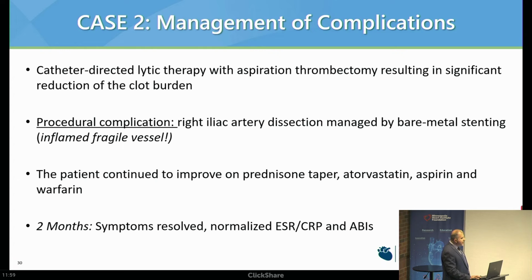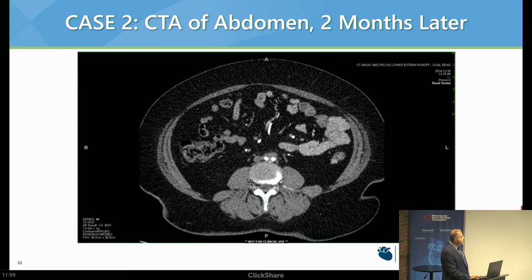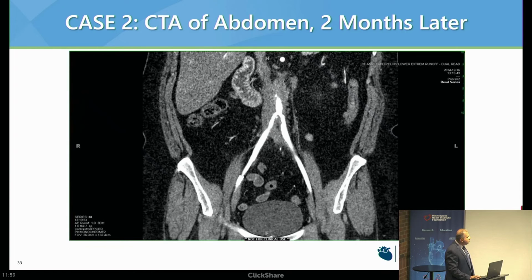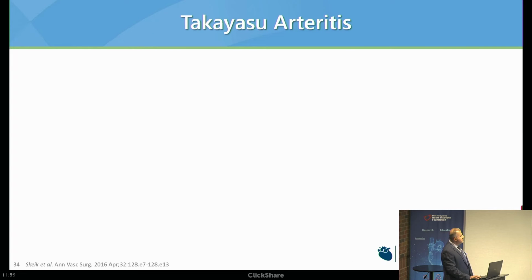And actually, she came back 2 months later with normalized markers. Her inflammation continues to improve, as you see from the CT angiographic images. Now, the bifurcation and bilateral common iliac arteries are patent. Inflammation continues to improve. This is a coronal view of this patient showing a now patent left common iliac artery, and a patent stent on the right side that had to be placed because of the complication with dissection. So what is Takayasu aortitis?